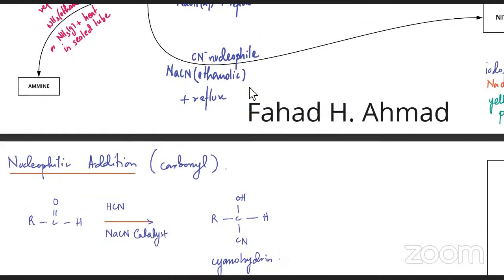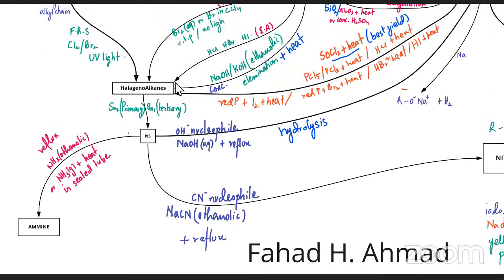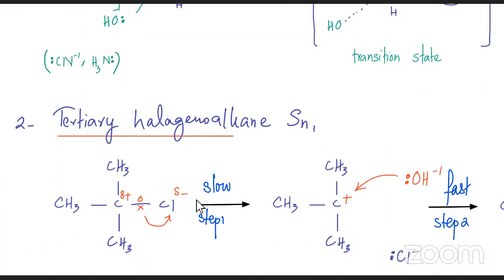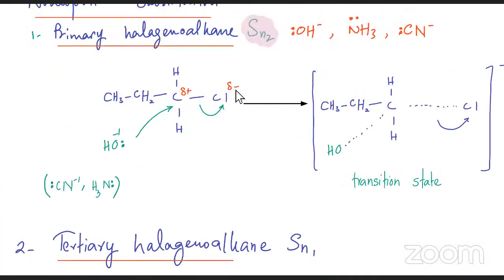Nucleophilic. Halogenoalkanes have SN1 and SN2 reactions. The CN-1 is a nucleophile. It's attracted to positive charge, and it has SN1 and SN2 mechanisms. That halogen gives you a polar carbon atom, so the nucleophile, whether it's CN-1 or OH-1, gets attracted to it. So it's nucleophilic substitution.